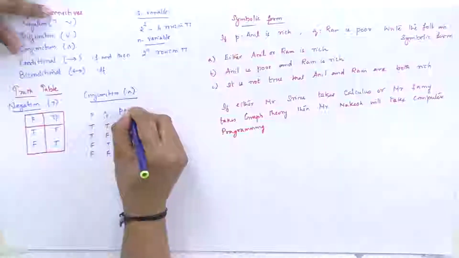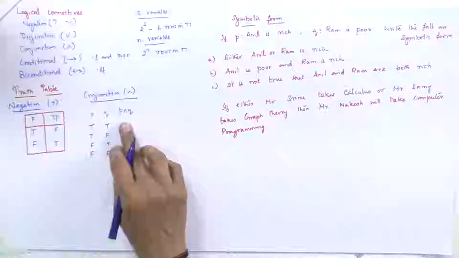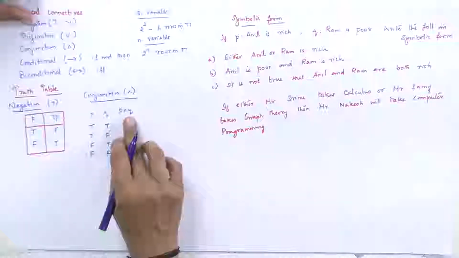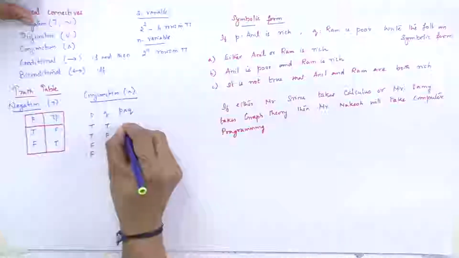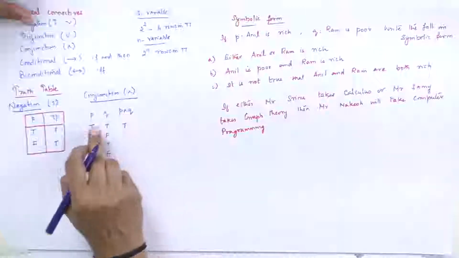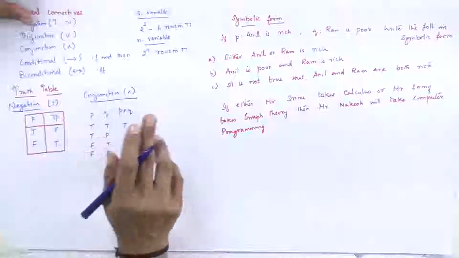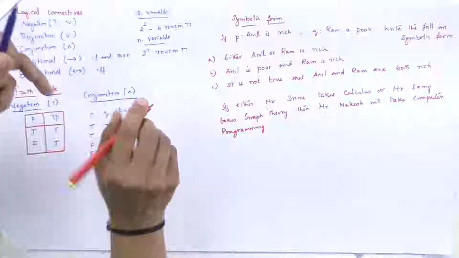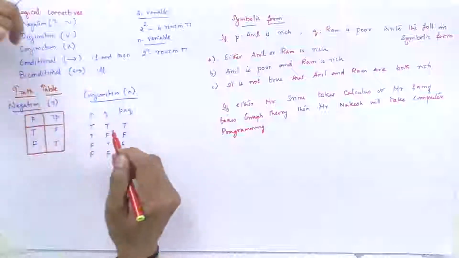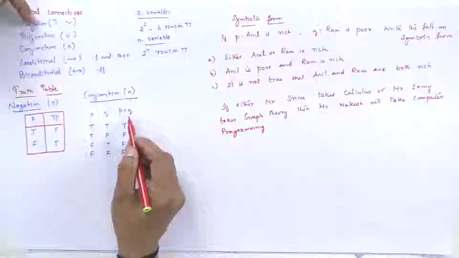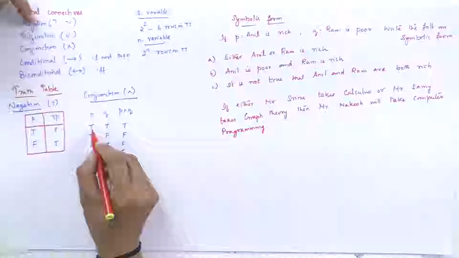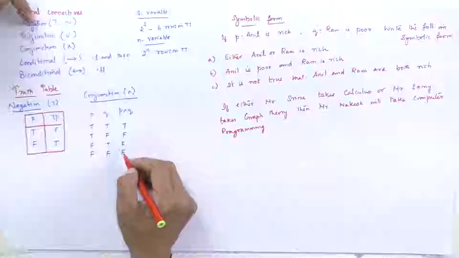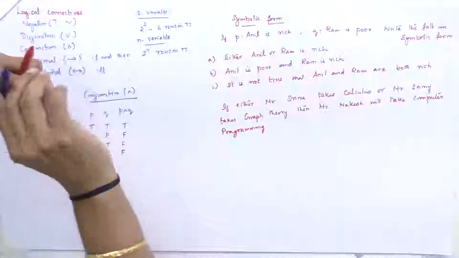So P and Q. How do we construct the truth table for the conjunction connective? P and Q will have the truth value T only if both P and Q have the truth value T. Otherwise, it will have the truth value F. Understood? So P and Q will have the truth value T if both P and Q have the truth value T. Otherwise, we will have the truth value F. So this is for conjunction.